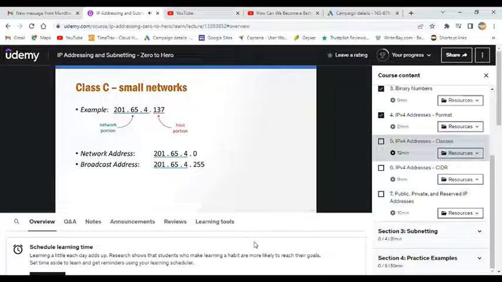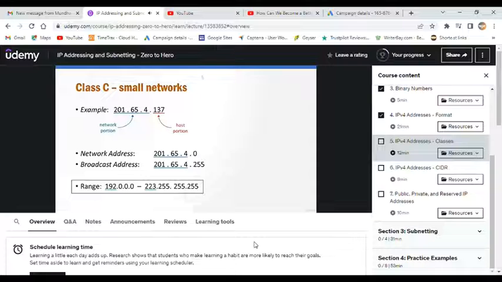Now, how do we know that an address belongs to class C? So once more, we look at the first octet, and if it's somewhere between 192 and 223, that's a class C address. Everything above that, all IP addresses that start with 224 and upwards, are going to belong to those two additional classes, class D and class E.